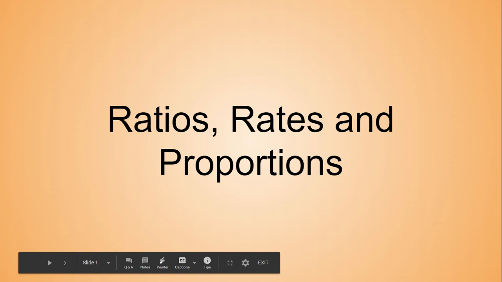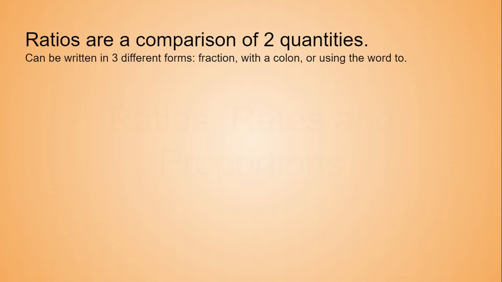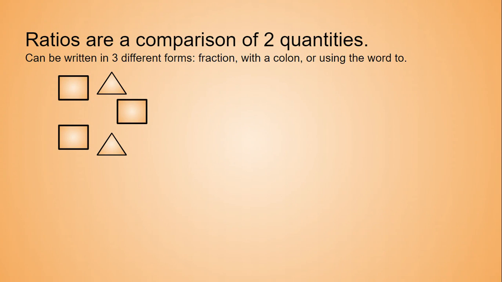All right, today we're looking at ratios, rates, and proportions. Ratios are a comparison of two quantities and can be written as fractions, with a colon, or using the word to. Looking at the squares and triangles, we have 2 triangles to 3 squares. The 3 different forms it can be written in are 2 over 3, 2 to 3, and 2:3.